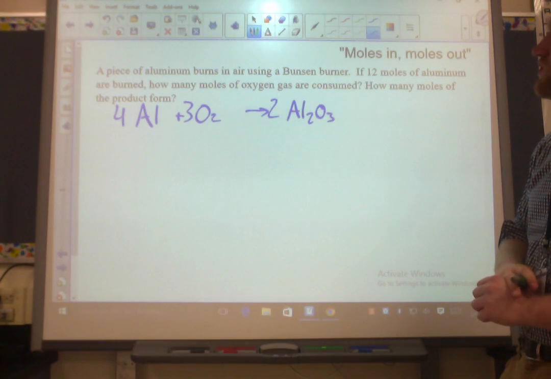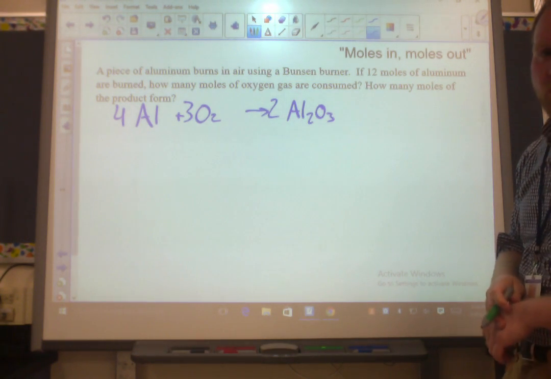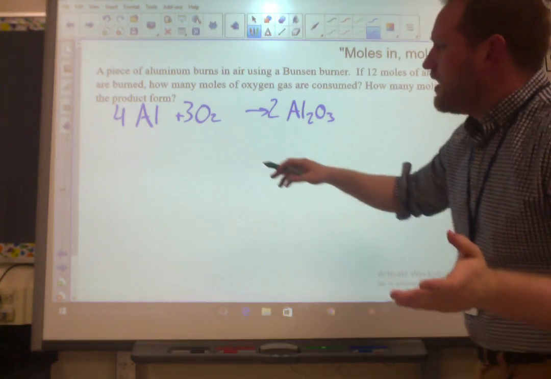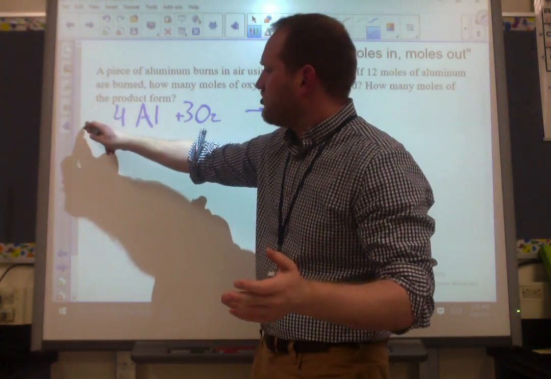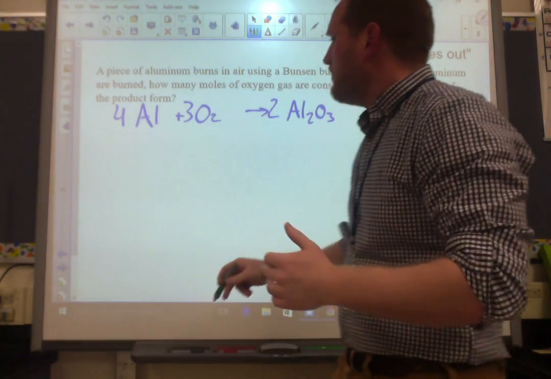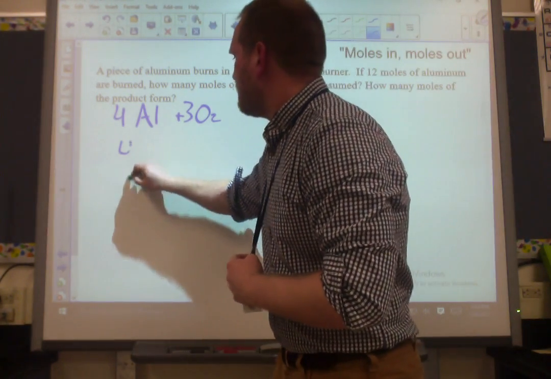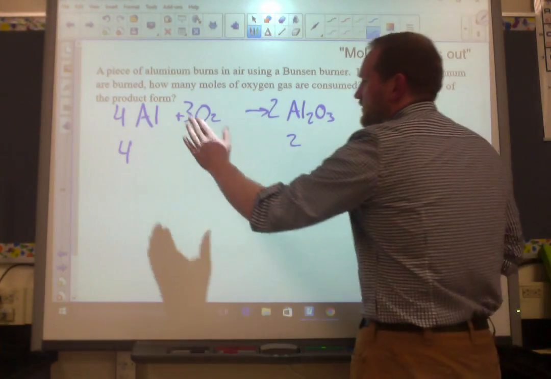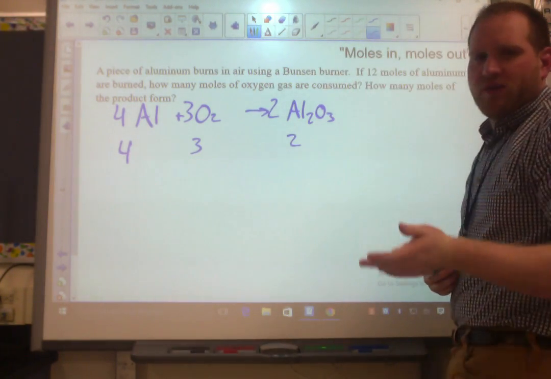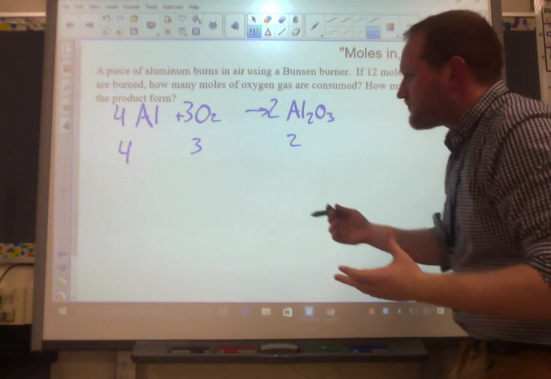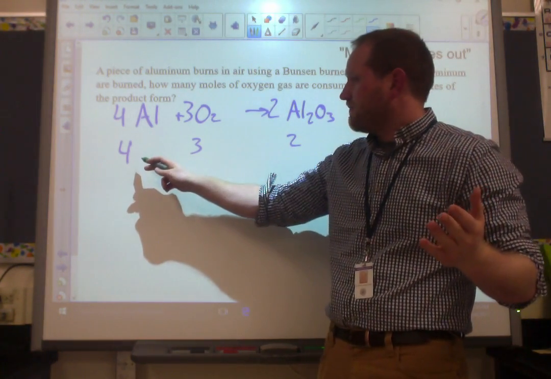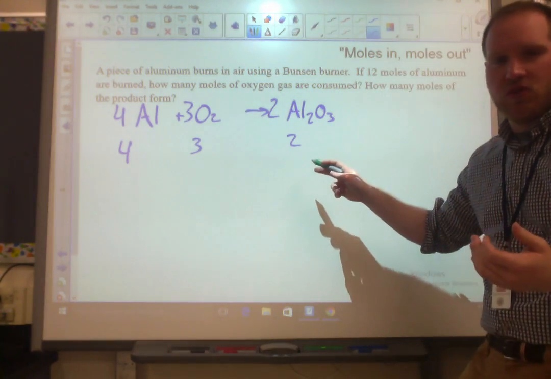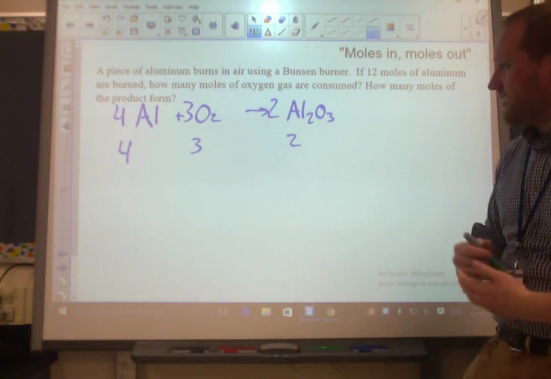What you want to do in these problems is write out the mole ratio. I prefer to do that right below. On the worksheets that I've given you, I think it says equation, mole ratio, and theoretical. Under mole ratio, I rewrite my coefficients down below. This drives the point home that it's a 4 to 3 to 2 mole ratio. What that means is if I have 4 moles of aluminum and I react 3 moles of oxygen gas, I'm going to get exactly 2 moles of aluminum oxide.